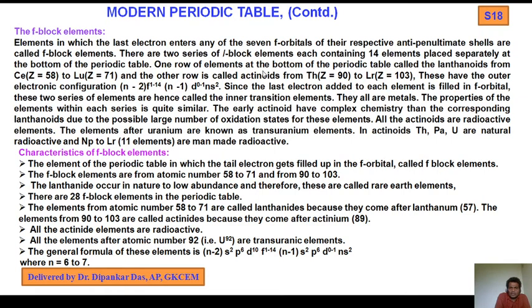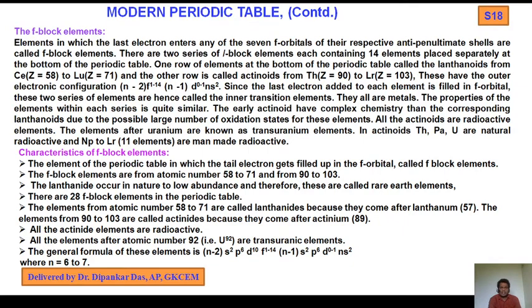One row of elements at the bottom of the periodic table is called lanthanides, from cerium to lutetium, and the other row is called actinoids, from thorium to lawrencium. These have the outer electronic configuration (n-2)f 1 to 14, (n-1)d 0 to 1, ns2. Since the last electron added to each element is filled in the f orbital, these two series of elements are called inner transition elements. They are all metals. The properties of the elements within each series are quite similar.